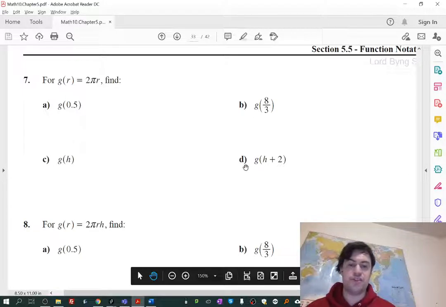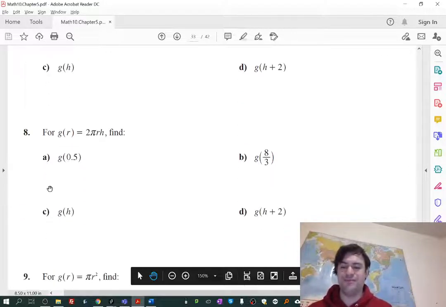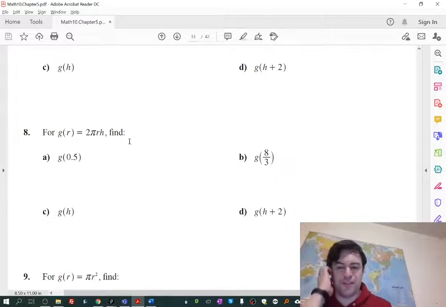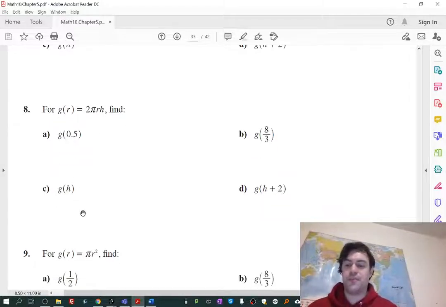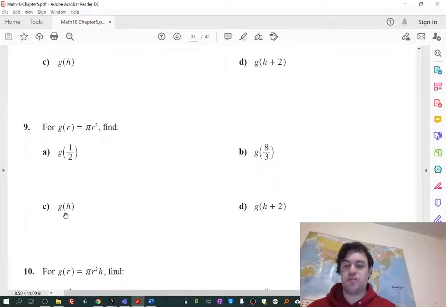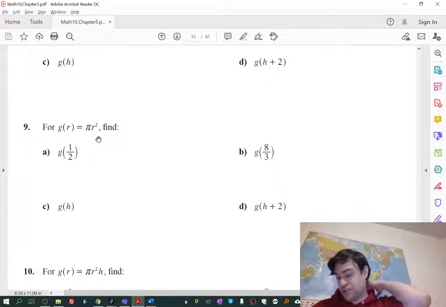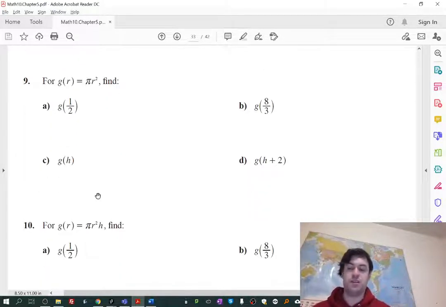You can plug in all sorts of things in here, can't you? Here's another one, for example. We can plug in 0.5 or h and see what we get for our function. So these are just showing us what are the values of x, or r, I guess, when we plug this in. And just some more examples of this. Question 9, same kind of idea. We're just plugging in a value for r, and we're finding out what the resulting thing is. So that's all it is, just plugging in numbers.